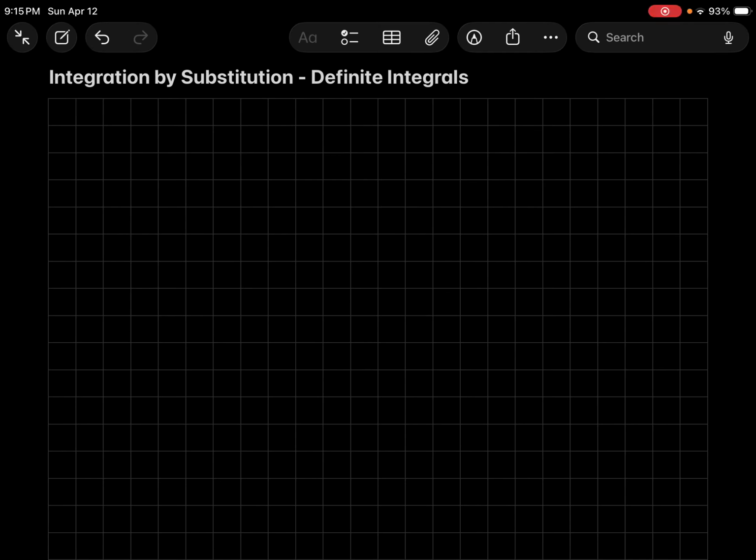Integration by substitution, or U sub, with definite integrals, where a definite integral is an integral with limits. There are really two ways to handle a U sub with definite integrals, and we'll see this by an example, or two or three, or whatever.